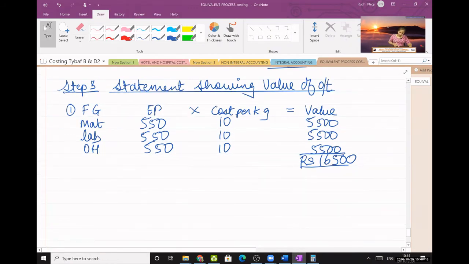Then you have to calculate for WIP. Just join in with the same meeting ID for 2 minutes. I need just 2 minutes for the WIP calculation and abnormal gain calculation, and then we'll prepare a process account. Max 5 minutes, not more than that. So join in with this same meeting ID.